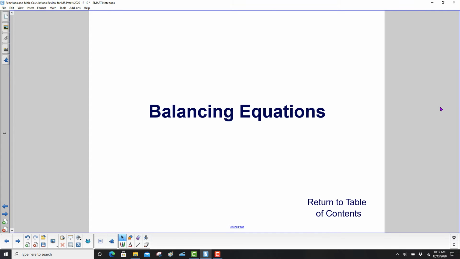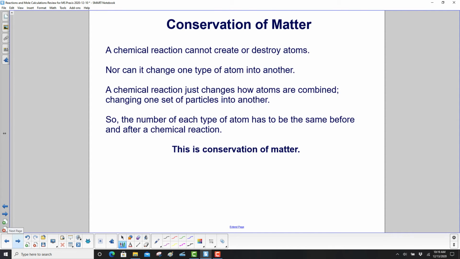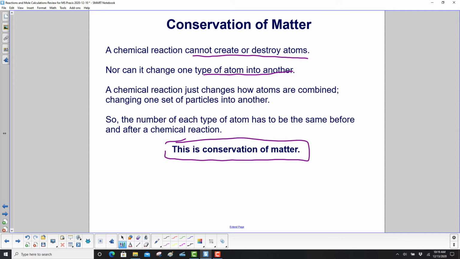Balancing equations. A chemical reaction cannot create or destroy atoms. It just can't. Nor can it change one type of atom into another. A chemical reaction just changes how the atoms are combined. It will change one set of particles into another. The number of each type of atom has to be the same before and after a chemical reaction. That's another way of stating the conservation of matter.